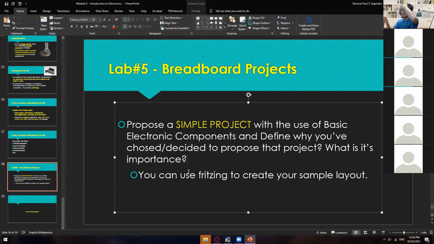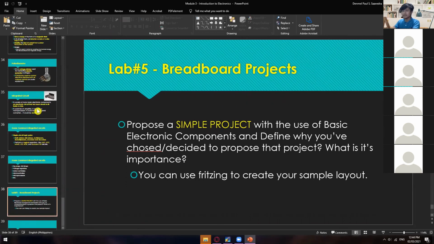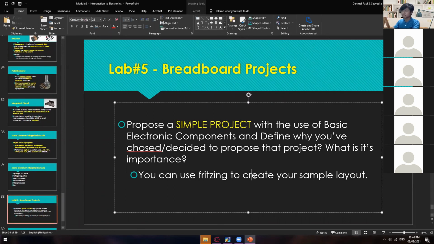You can use FreeSync to create your sample layout. Again, you can search for other basic components that you can look for in FreeSync. I'm pretty sure that you can find those components, if ever you have found new components that we weren't able to discuss in this module.